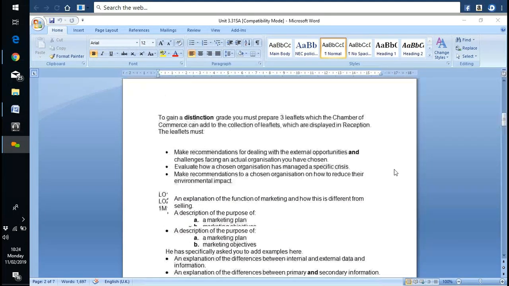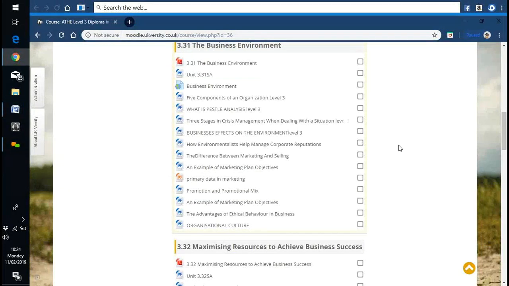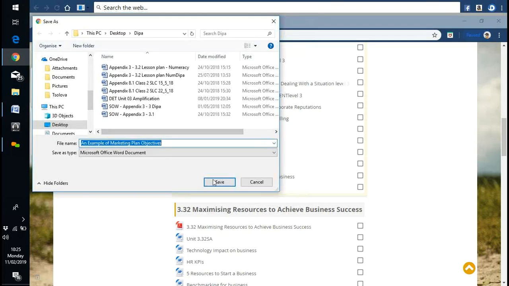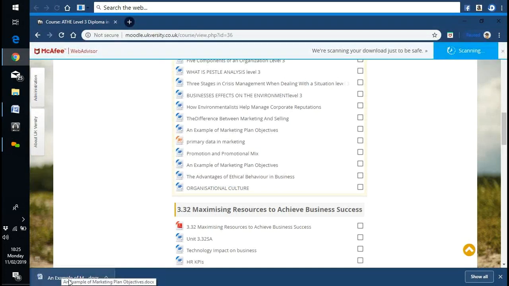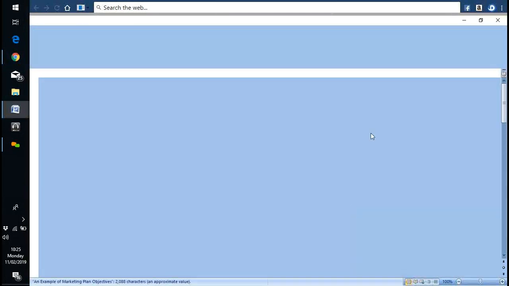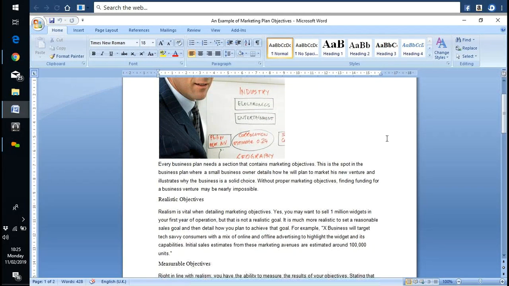Right. Now I'll just put this to one side a minute. There's ample resource on here within this section to look at, I'll give you the ideas on there. Examples of marketing objectives.